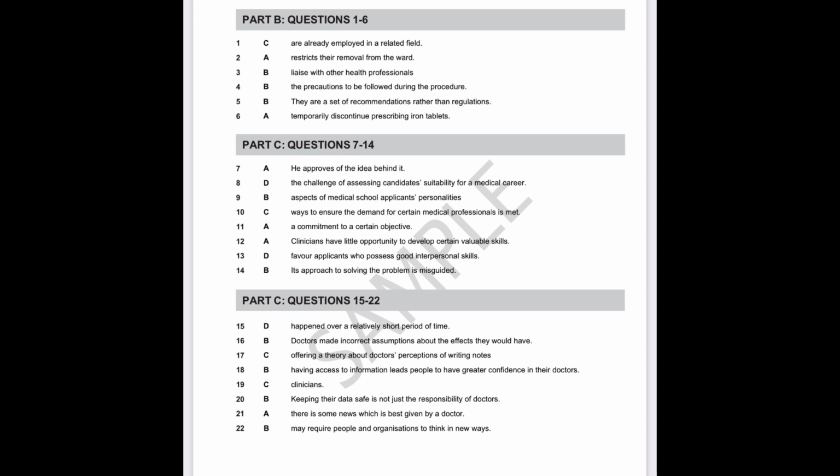So this is how you approach reading part B and C. First read the question, then ignore the options and then read the text. Then you go back to the options and confirm your answer. Same for reading part B, same for reading part C. Question first, ignore the options, then text, then go back to the options.